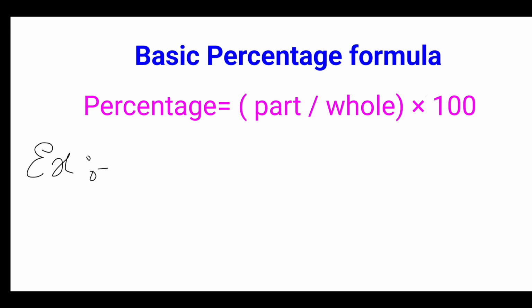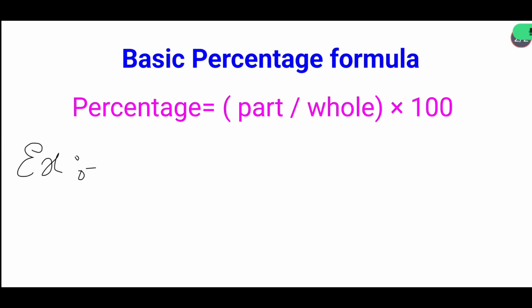I will take one more example. Let's say you have a box with 100 chocolates. You eat 25 of them. That means you ate 25 out of 100 chocolates. The question is, what percentage of chocolates did you eat? Very simple. Here you just use the basic percentage formula, that is, percentage is equal to part divided by whole into 100.